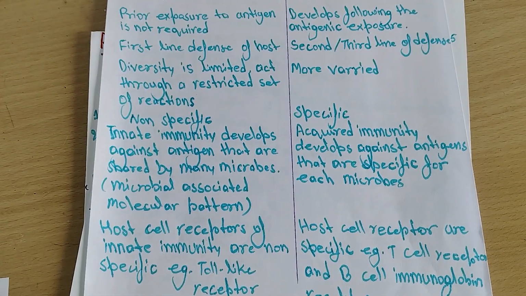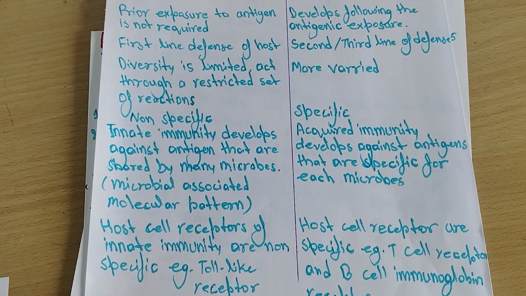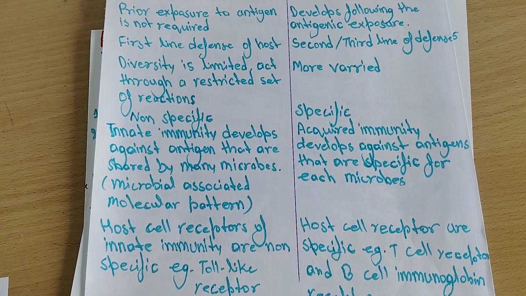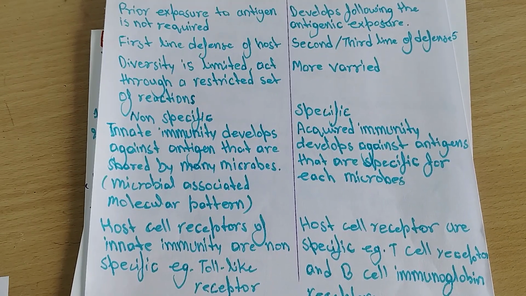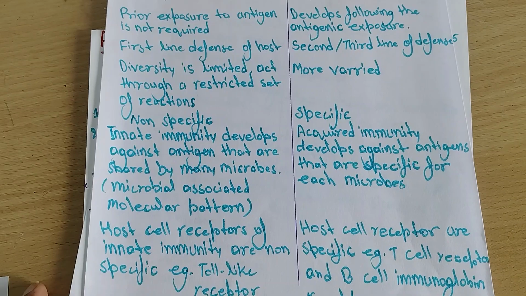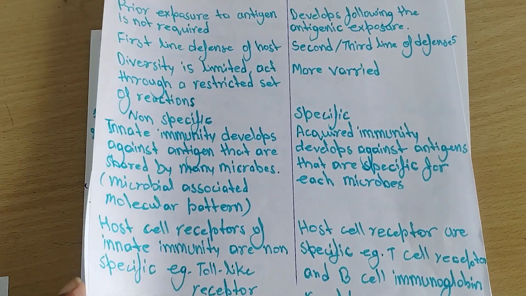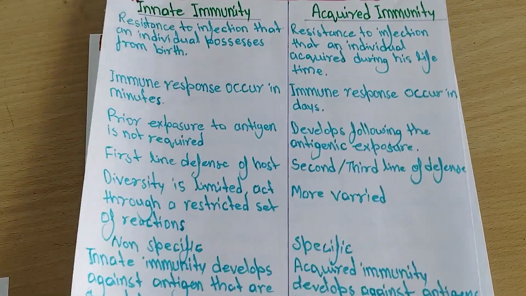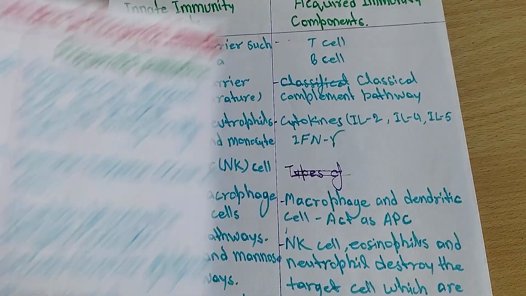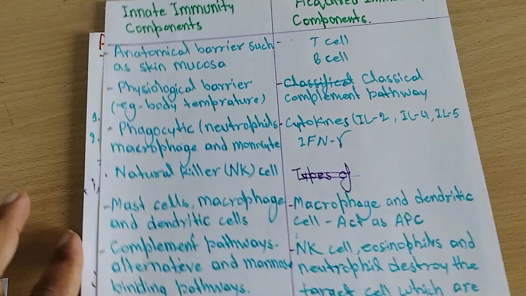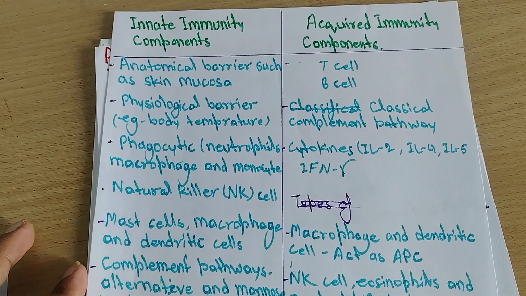Host cell receptors of innate immunity are non-specific, for example toll-like receptors. Host cell receptors of acquired immunity are specific, for example T cell receptor and B cell immunoglobulin receptor. Components of innate immunity and acquired immunity.